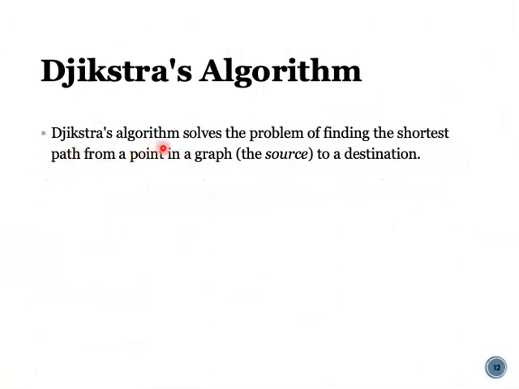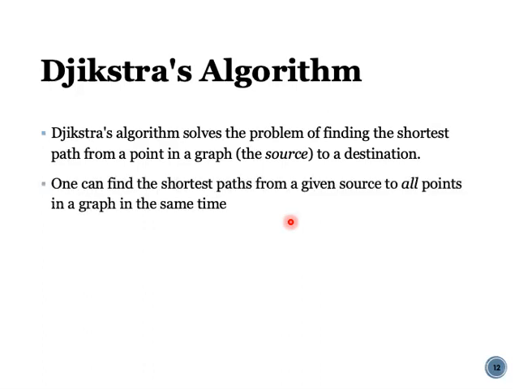So basically, Dijkstra's algorithm solves the problem of finding the shortest path from a point in a graph to a destination. Okay, so it can be used for the network, to find the shortest path from one point to another point in the network. One can find the shortest path from a given source to all points in the graph at the same time.